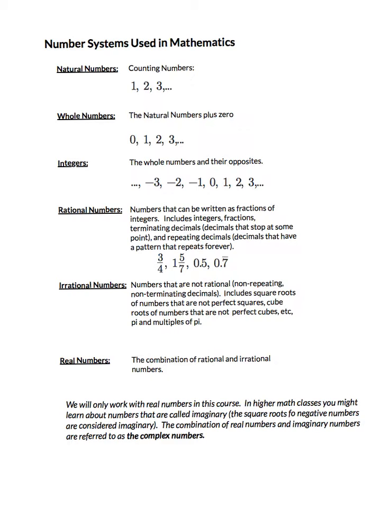We will work with real numbers in this course, but as you progress to higher math classes, you might learn about numbers that are called imaginary. Imaginary numbers, how do we obtain them? What are they? They are the square roots of negative numbers. The combination of the real numbers and the imaginary numbers are referred to as the complex number system. Now, as I said, this is kind of just a little side note. This is not anything that you need to know for this class, but just know that there are number systems that exist beyond what we will be working with in here.